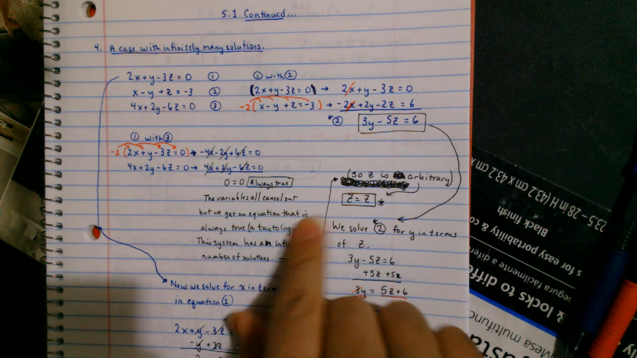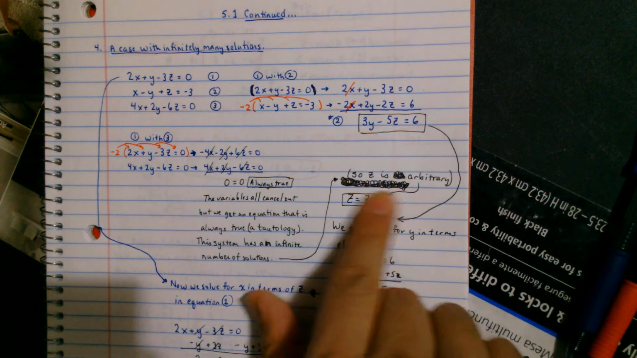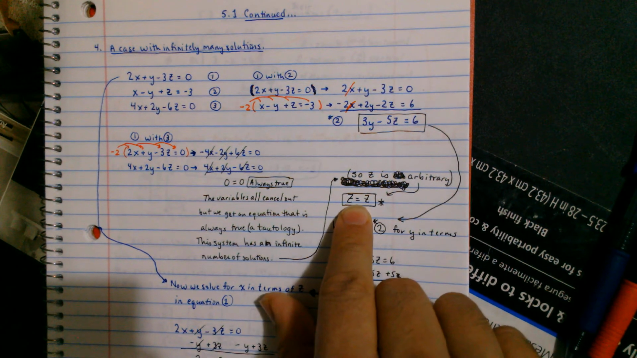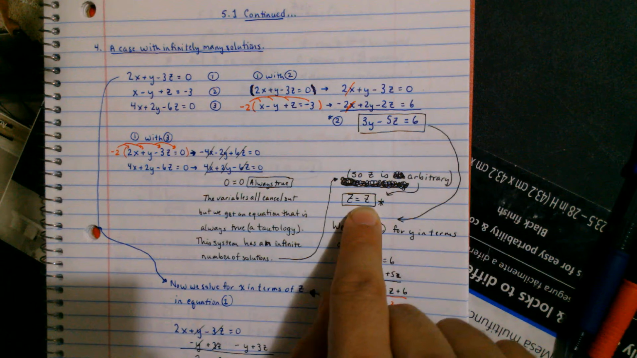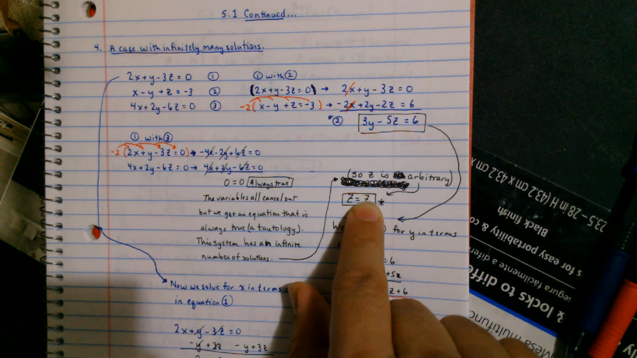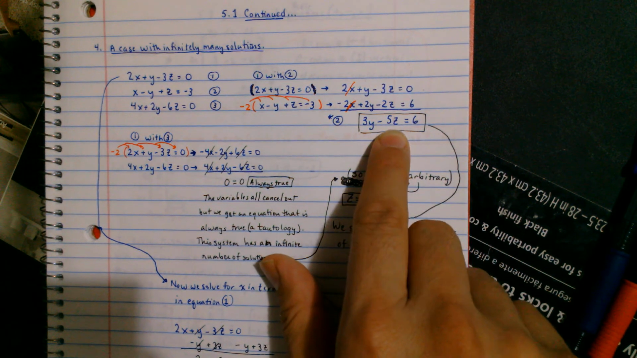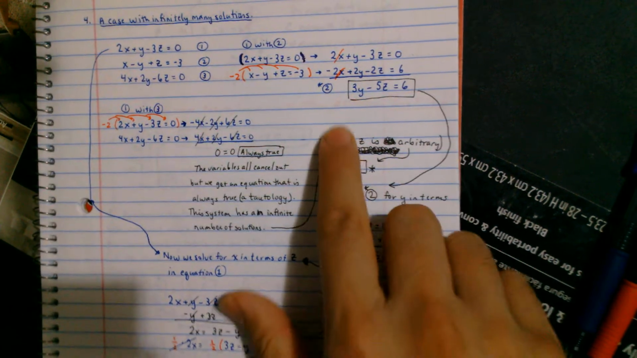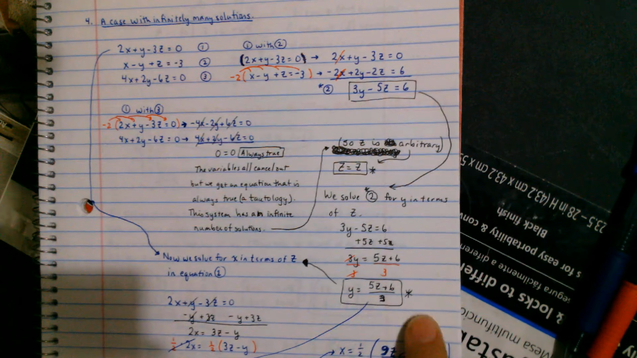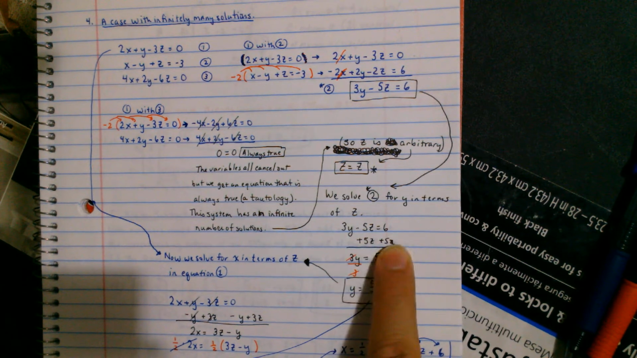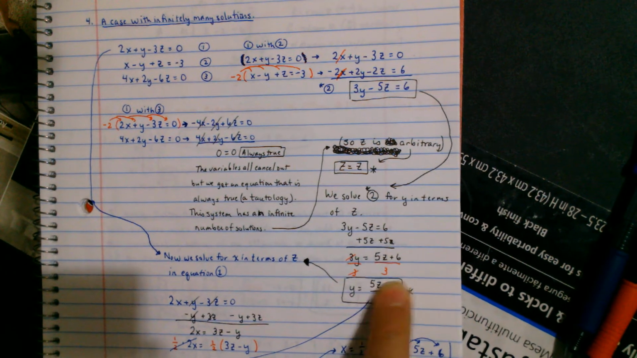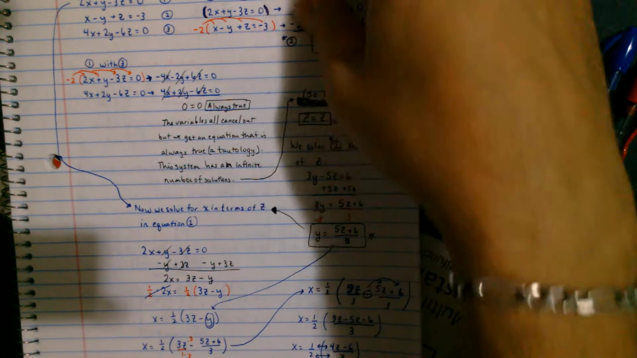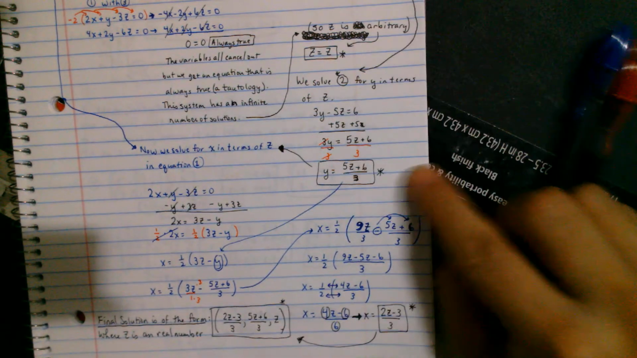So what they do is this. They say, let z be an arbitrary value. So they just say, you know what? z is just z. So take this answer for z and go back and put it into the second equation. So this equation, we're going to solve for y in terms of z. So I'm going to move everything to the right and get y by itself. So I added 5z to both sides. So 5z plus 6, and I divide everything by 3. So that is my value for y.